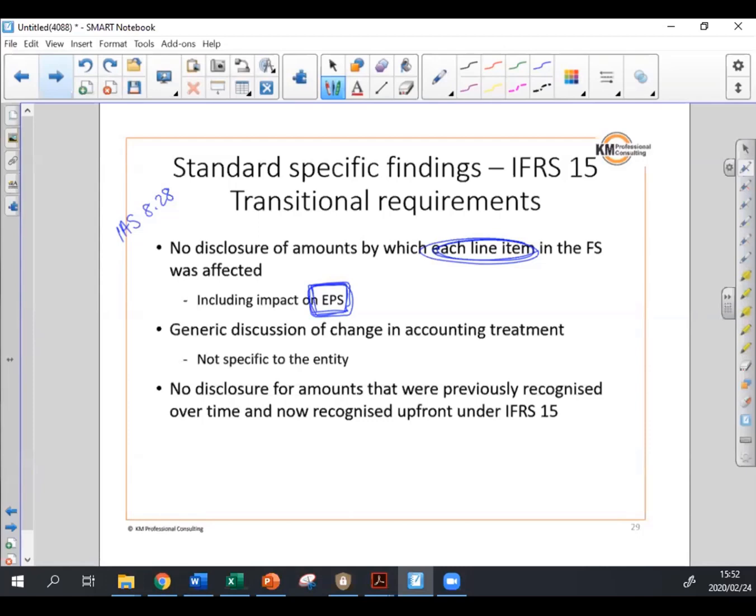And then they also raised the finding that there was no disclosure for amounts that were previously recognized over a period of time, and now recognized upfront. The one that comes to mind is there was some discussion at some point around telcos recognizing the revenue on handsets over the period of the handset contract. I think this might have been a very isolated incident, but nonetheless it was raised as a finding in the report.